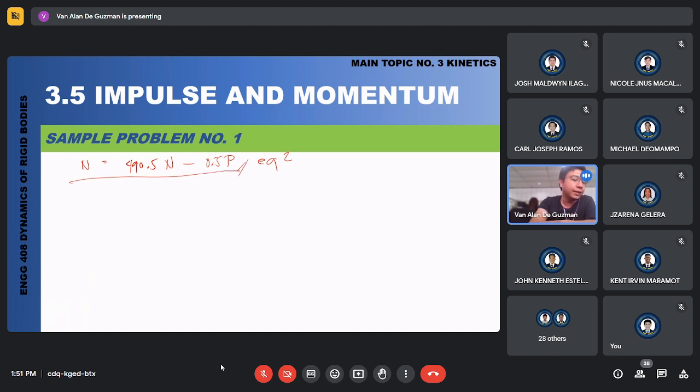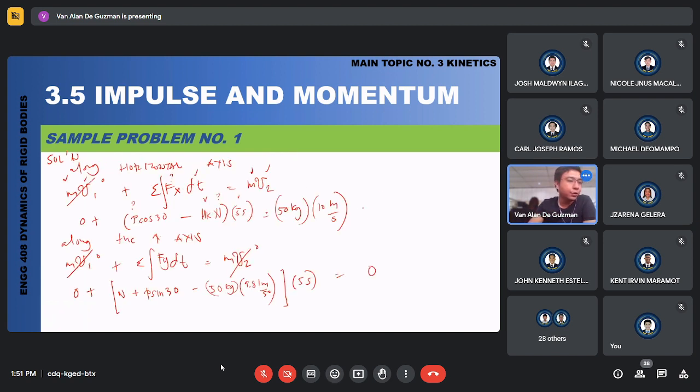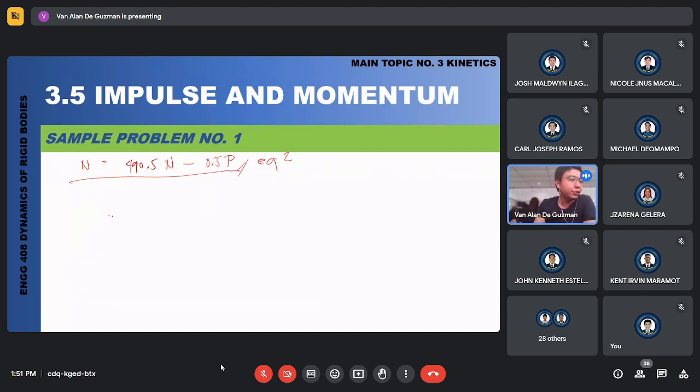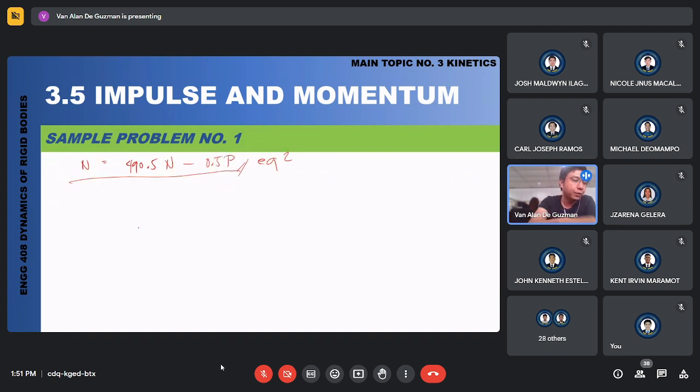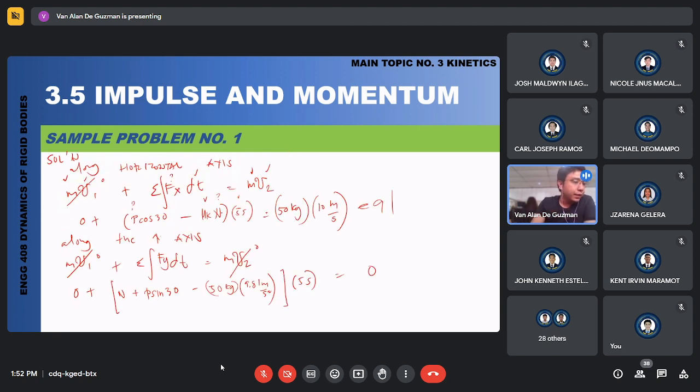Meron tayong value ng ating N in terms of P. Meron tayong equation number 2. Tawagin natin ang nauna as equation 1. So, we have 2 equations, 2 unknowns. Pwede nating i-substitute itong value nito dito sa N to account for the value of P. Huwag malilito dito ha. This one is N, this one is newton. Unit po ito. So, substitute equation 2 to equation 1. So, substitute lang po natin: P cosine 30 minus yung ating coefficient of kinetic friction, 0.2 times this one, N.